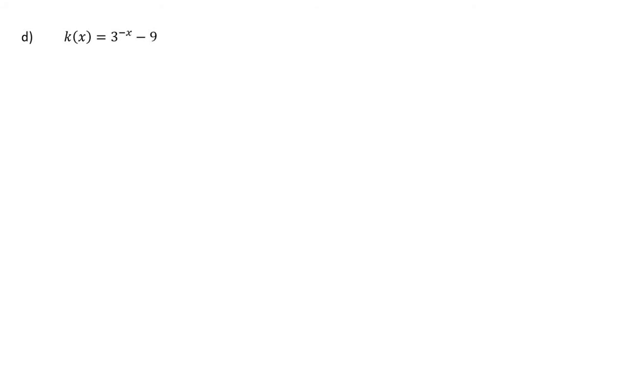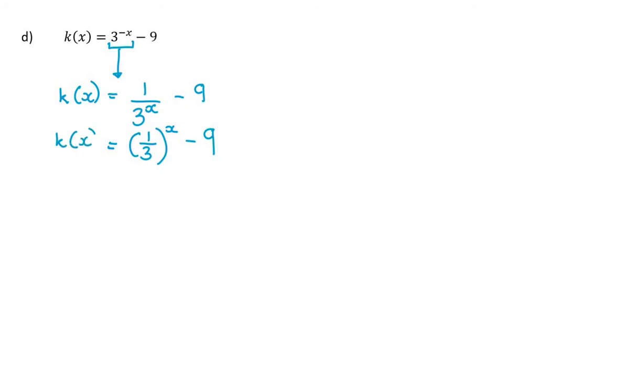Okay, this one is interesting, and the reason why I chose this one is we're not used to a negative exponent. We don't like that at all. So what does this actually look like? A negative exponent means exactly the same thing as take it to the bottom and make it positive. Now, we would never write something like that. We'd rather write it as 1/3 to the power of x, minus 9.